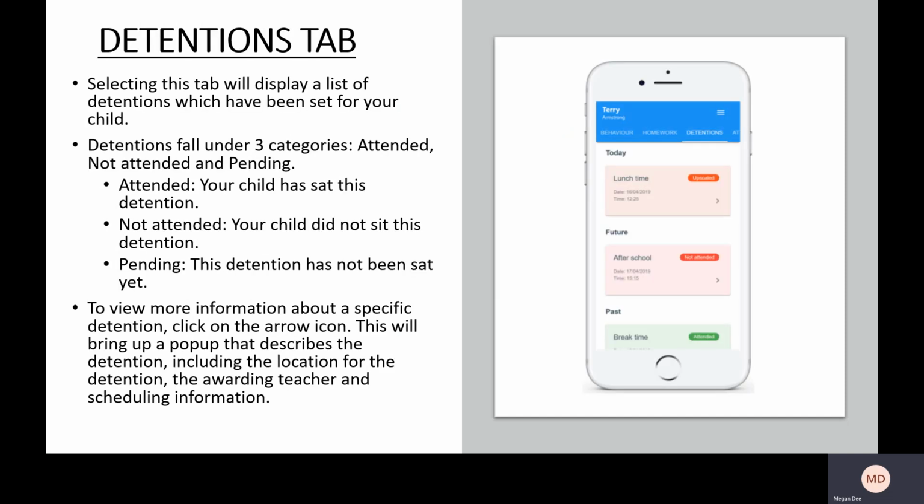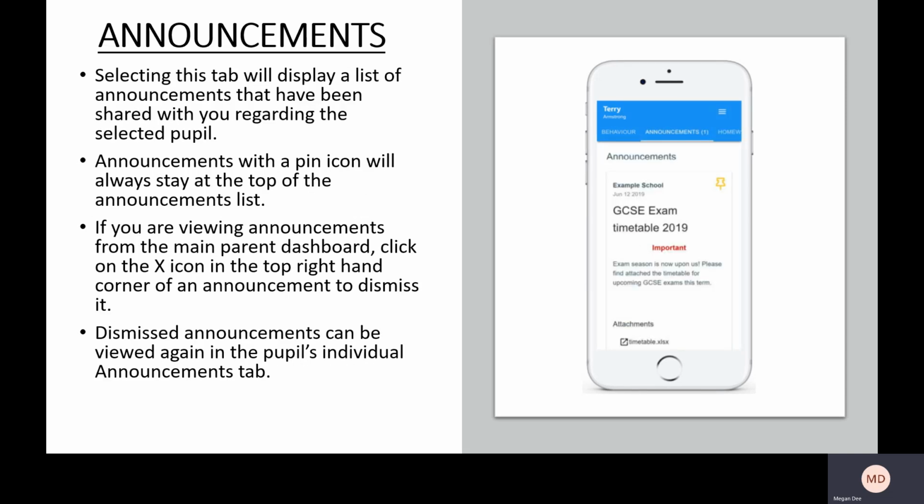There's also a detentions tab. Unfortunately, some children have detentions set for them for various reasons, but they'll be recorded on Class Charts. And then you'll be able to see, once the teacher's recorded, whether the child has attended, not attended, or if it's pending because the detention hasn't happened yet. And again, there's the box with the arrow so that you can get extra information about the detention, where it is, which teacher set it, and so on.